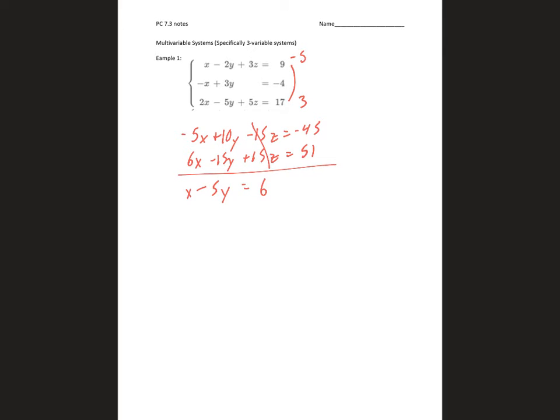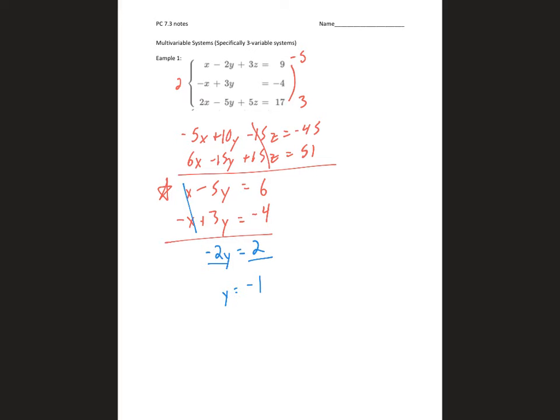Now I can take this equation and combine it with equation 2. So I've got -x plus 3y equals -4. I don't even have to manipulate it because I can already eliminate. So the x's are gone. I get -2y equals 2, and I find that y equals -1.